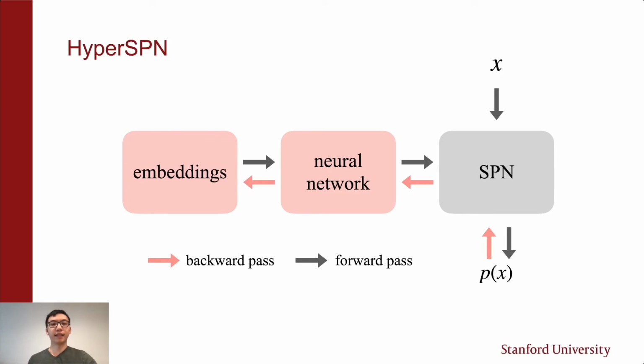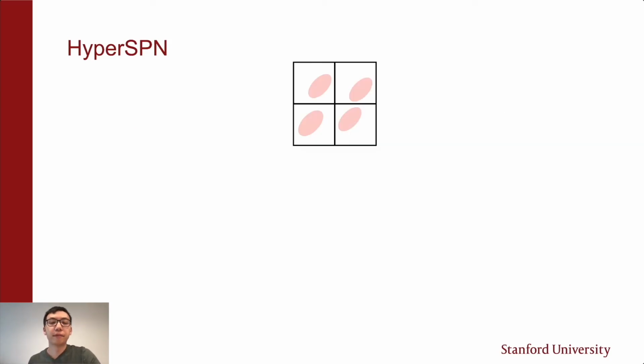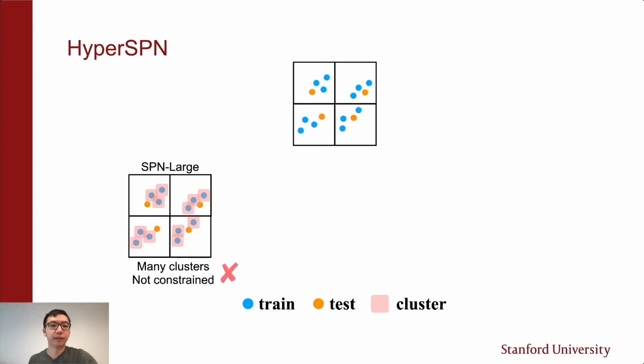To see why HyperSPNs might help with overfitting, here's a toy example where from some underlying distribution we sample a bunch of data with the training data in blue and the testing data in orange. Then we can fit a large SPN on this data, where in red we show the areas where the large SPN assigns high probability. Since the large SPN can represent many clusters that are not constrained, it is prone to overfitting on the training data.